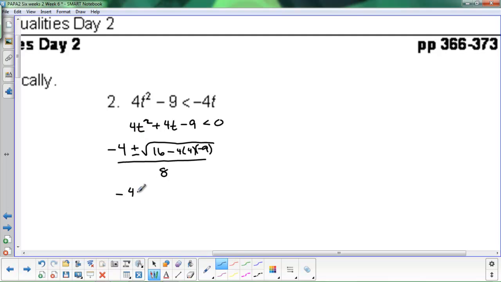Simplifying, we get negative 4 plus or minus the square root of 160 divided by 8. Break down 160 into 10 and 16, and you've got your perfect square. So we get negative 4 plus or minus 4 square roots of 10 divided by 8. Each of the numbers on the outside of the radical are divisible by the same number, 4. Therefore, we can reduce this fraction. So this simplified becomes negative 1 plus or minus the square root of 10 over 2.